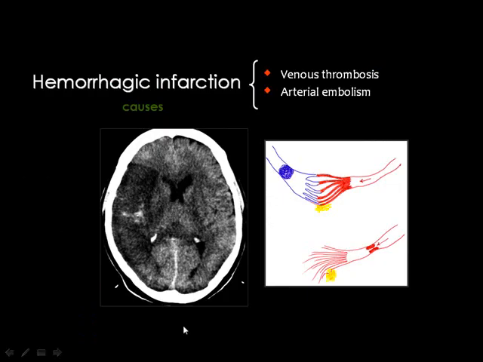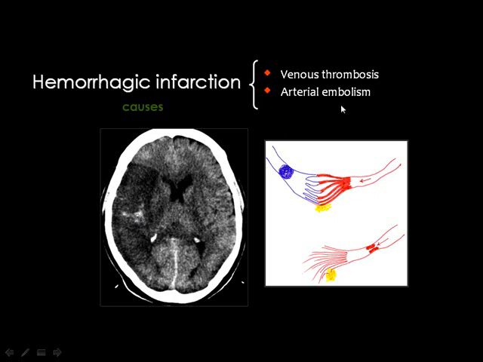Sometimes you can see infarction with hemorrhage inside, and this is known as hemorrhagic infarction. And there are two main causes for hemorrhagic infarction. The first one is venous occlusion, and if the vein is occluded and the arterial blood is coming normally, then the capillary blood pressure will be raised and some of the capillaries will rupture, resulting in an infarction with hemorrhage inside, and this is known as hemorrhagic infarction.